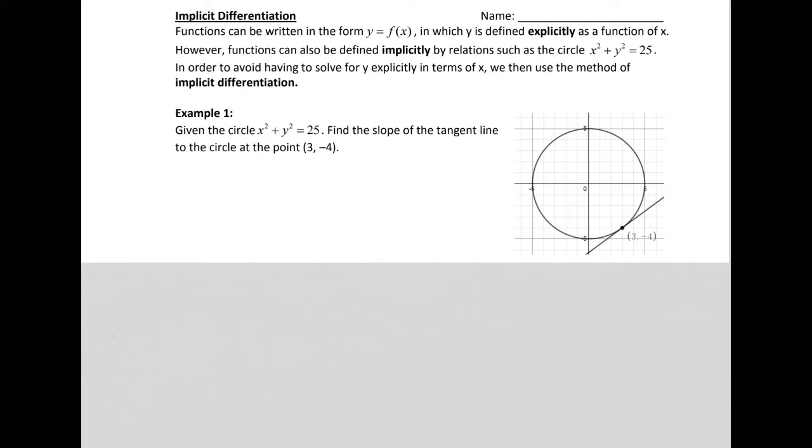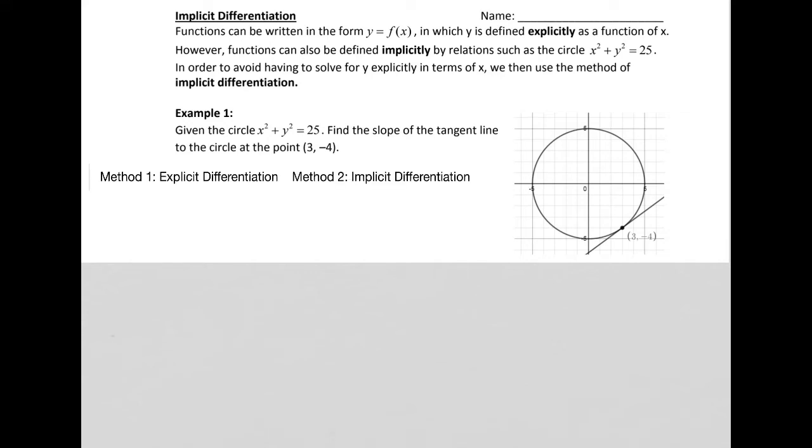Example number 1, given the circle x squared plus y squared equals 25. We want to find the slope of the tangent to the circle at the point (3, -4). The first way to do it is to isolate for y and differentiate the equation explicitly.